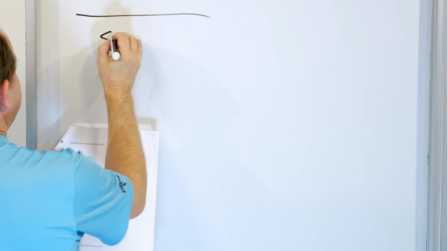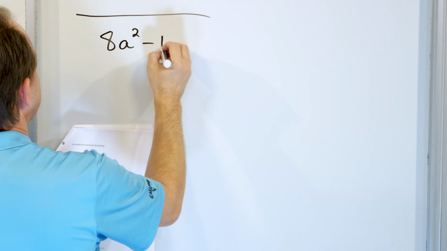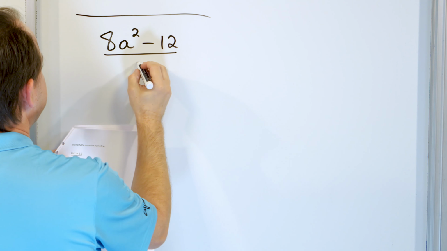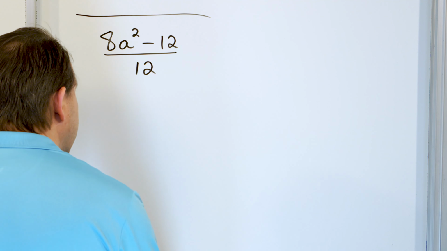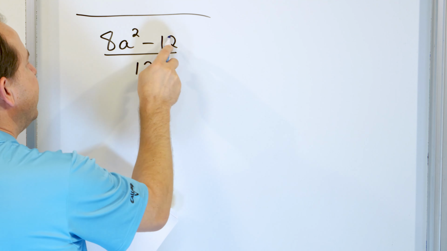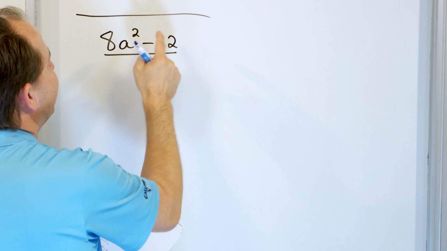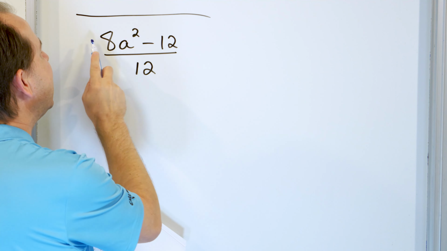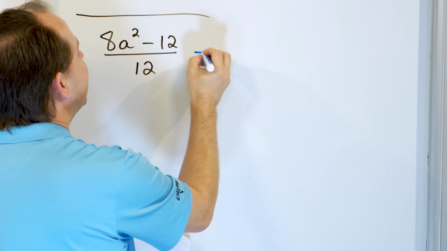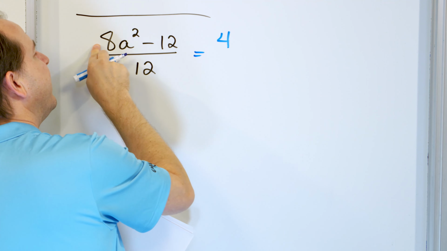All right, what about 8 times a squared minus 12 divided by 12? All right, what do we do here? Well, I'm not totally sure, but I know that these are both even numbers, so I can definitely factor out a 2. But then I start thinking harder. Is there anything bigger I can factor out? What can I divide in here? I actually can pull out a 4 because this is divisible by 4 and so is this.